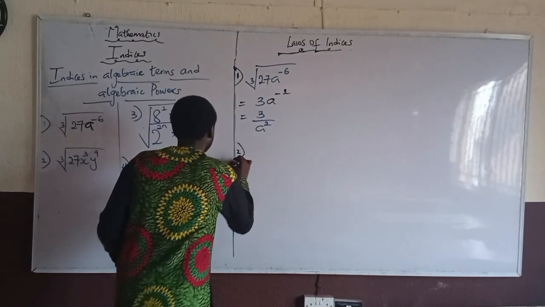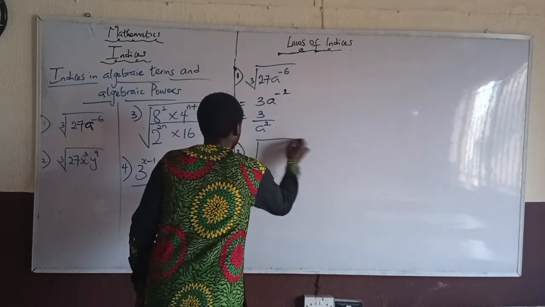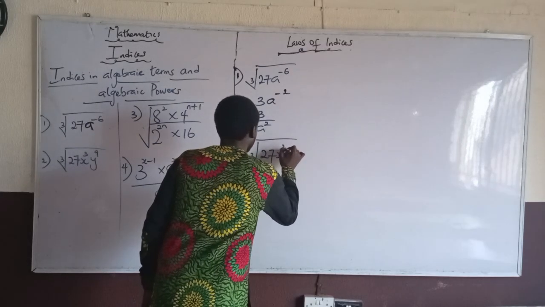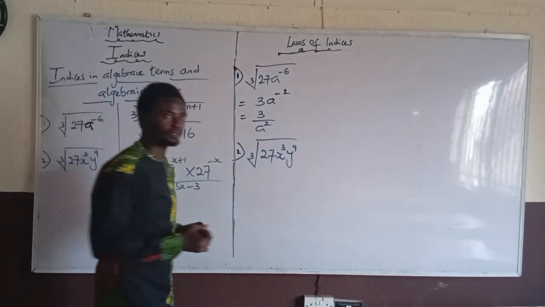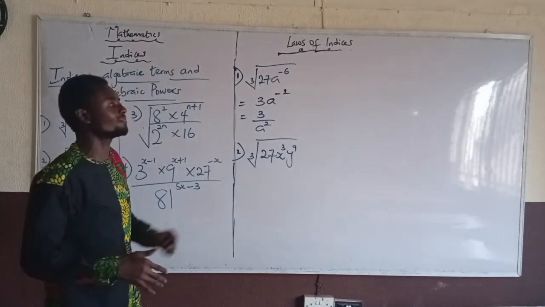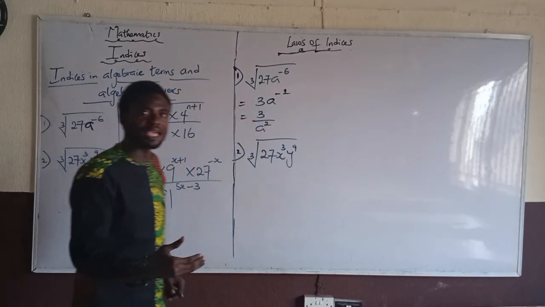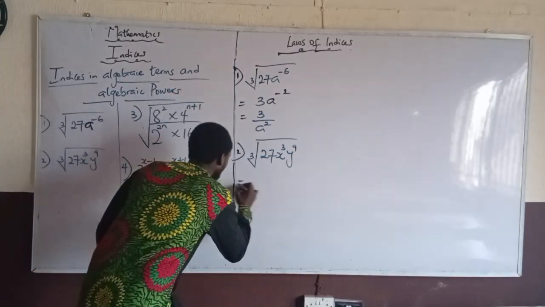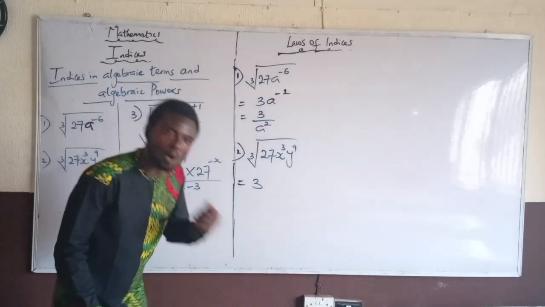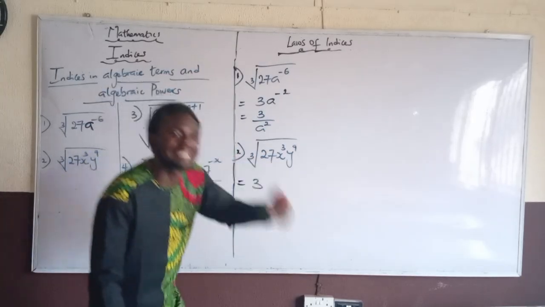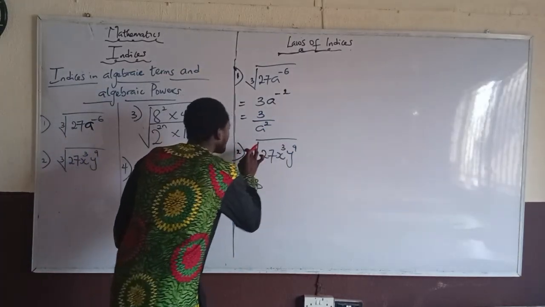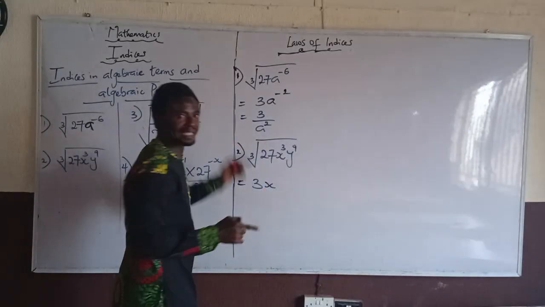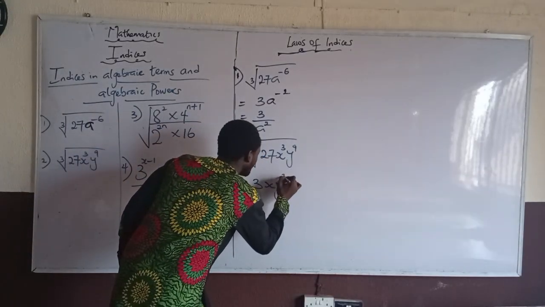So question 2, I have cube root of 27 x raised to power 3 y raised to power 9. Now cube root of 27 is 3. Cube root of a power is the power divided by the root. So here is 3 divided by 3, that is 1. Here becomes x. 9 divided by 3, that is 3. Y 3.